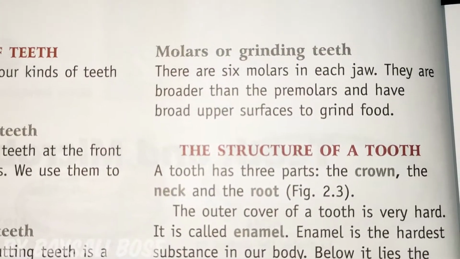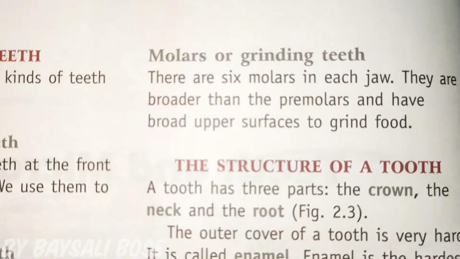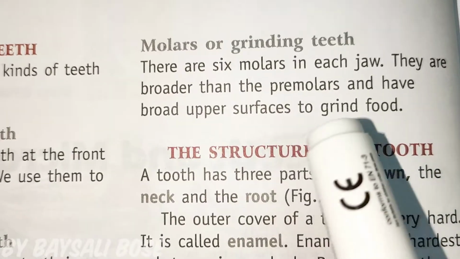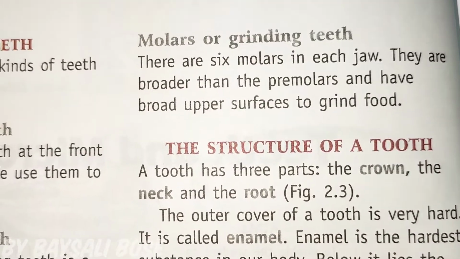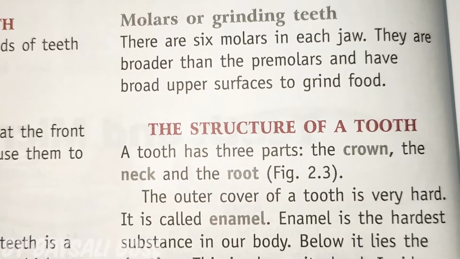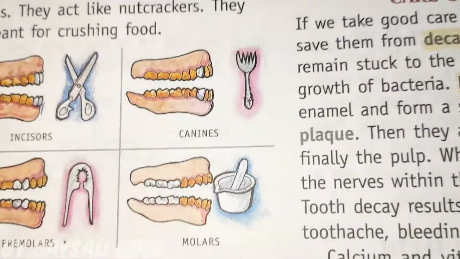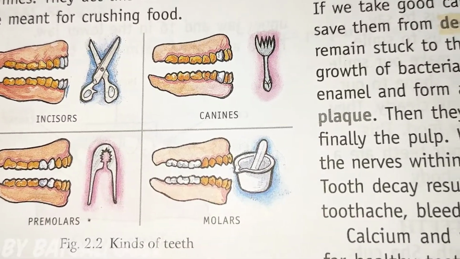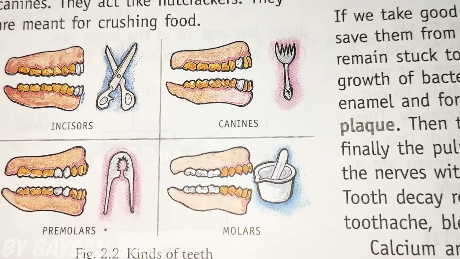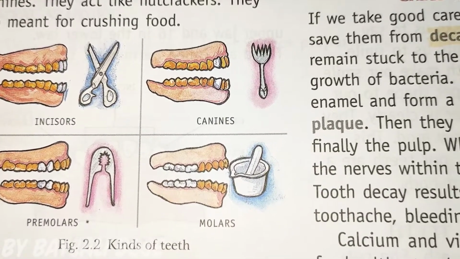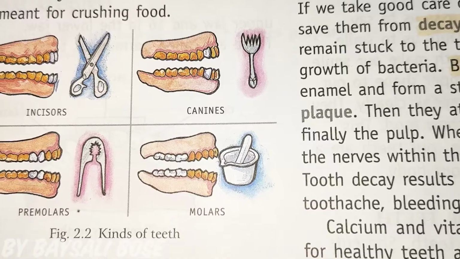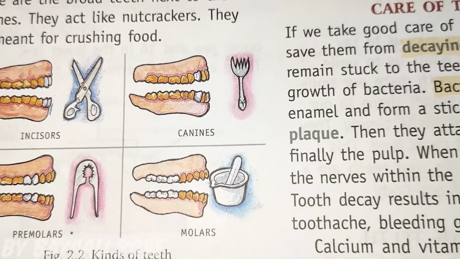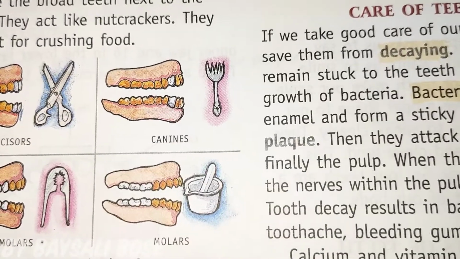Molar teeth are also known as grinding teeth. There are 6 molars in each jaw. They are broader than the premolars and have a broad upper surface to grind food, that is, to chew food. By this picture you can easily remember the work of each tooth. Incisors cut the food, canines tear the food, premolars crush the food, and molars grind the food.